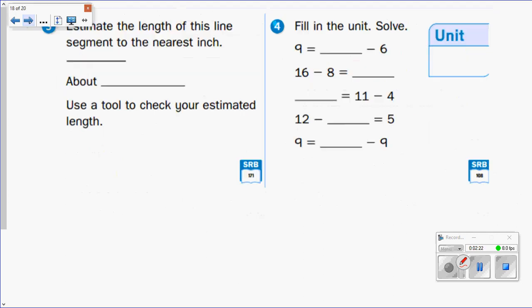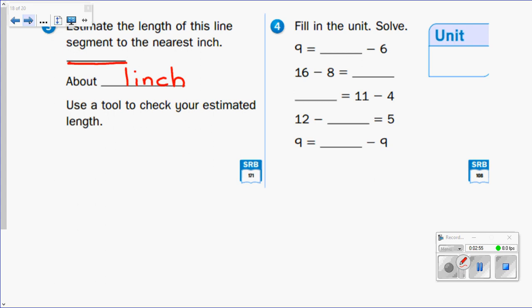Okay, let's go to number 3. You're to estimate the length of this line segment to the nearest inch. So if I was looking at this line segment here, I would probably say that's about 1 inch. Then they want you to check your estimate. So if you have a ruler at home or something that you can measure with, you can see how long that line segment is.